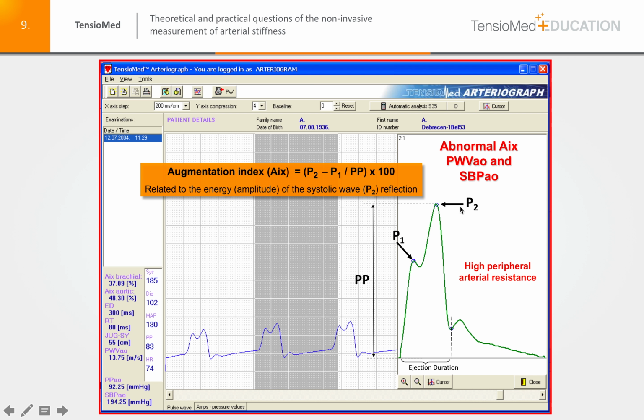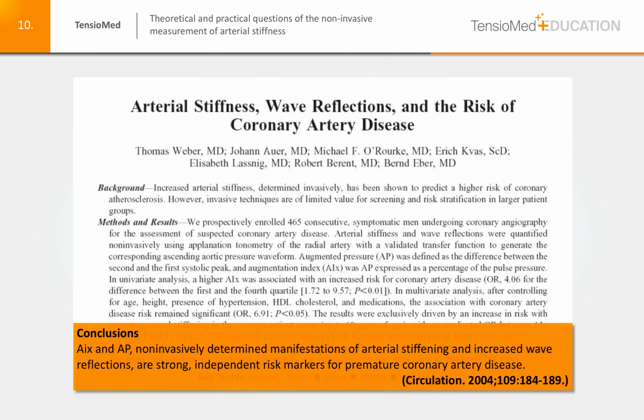The elevated second systolic wave amplitude causes an increase in the augmentation index, which nicely reflects the increased peripheral vascular resistance and the impaired endothelial function. It was pointed out that the augmentation index and the augmented pressure, which is the difference between the P1 and P2 amplitudes, is related to the coronary artery disease risk. The higher the augmentation index, the higher the risk for coronary artery disease.